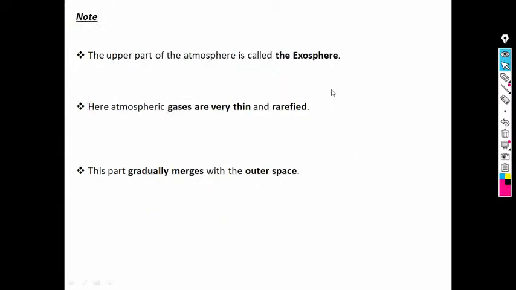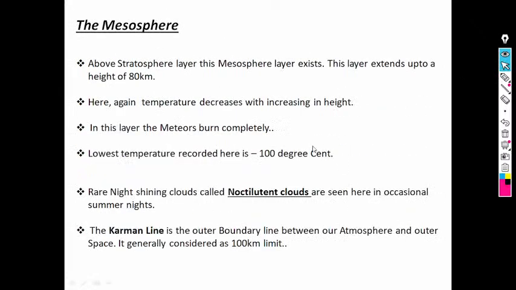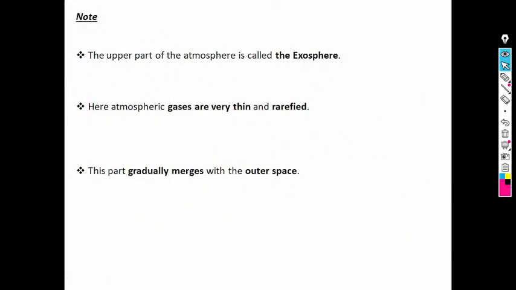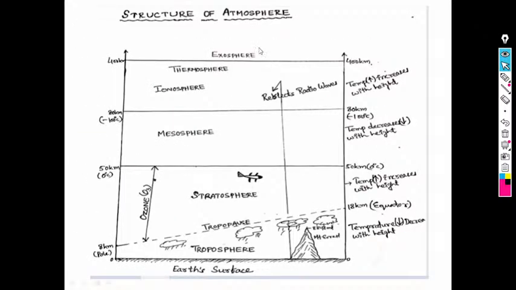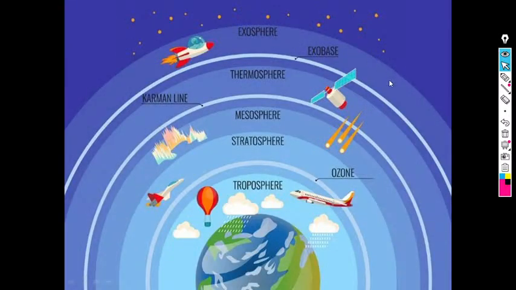Next, there is an important part, the upper part of the atmosphere, which is called the exosphere. The upper part of the atmosphere is generally known as the exosphere. You can see here, above the thermosphere, about 400 km up, the exosphere exists. Just look at this diagram. This is also called the exobase. The exosphere exists here.